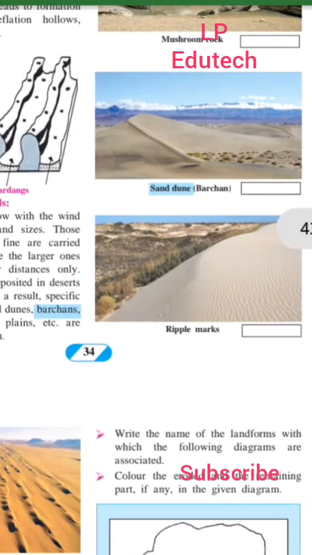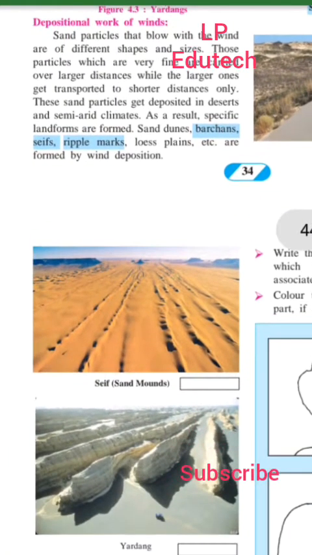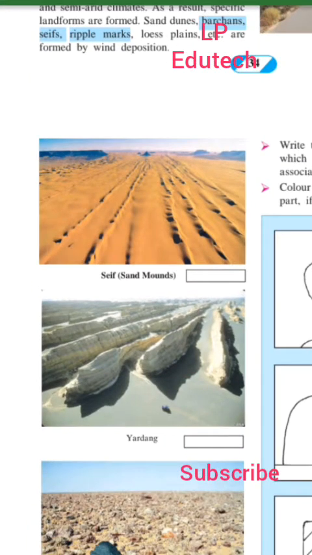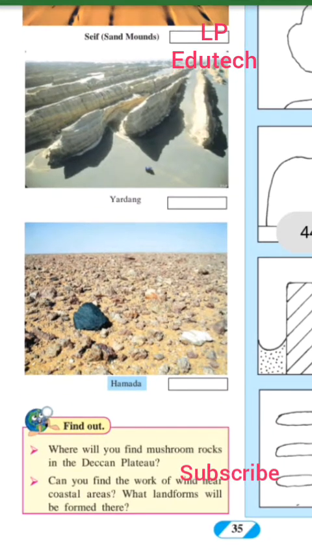Now third we have ripple marks. The ripple marks are formed due to the depositional work of wind. Again, seif or sand mounds are formed due to the depositional work of wind. The second last one is the Yardang. Yardang is the erosional work of wind. And the last one is Hamada. It is formed due to the erosional work of wind. So these are the relevant answers for these pictures.